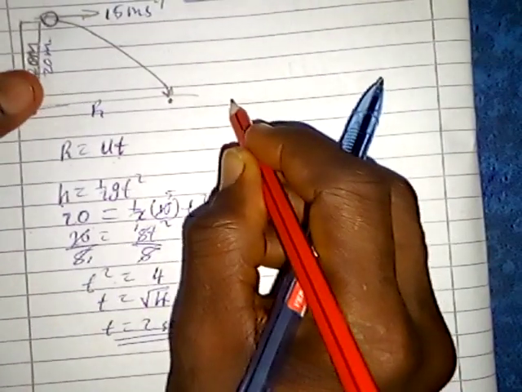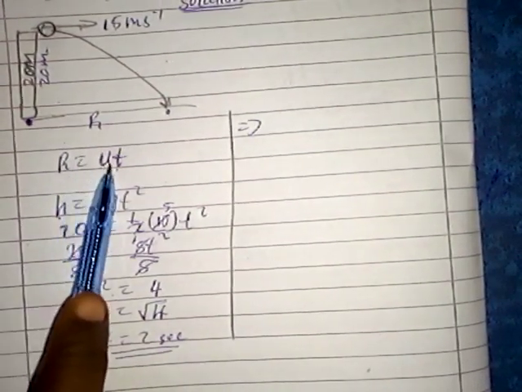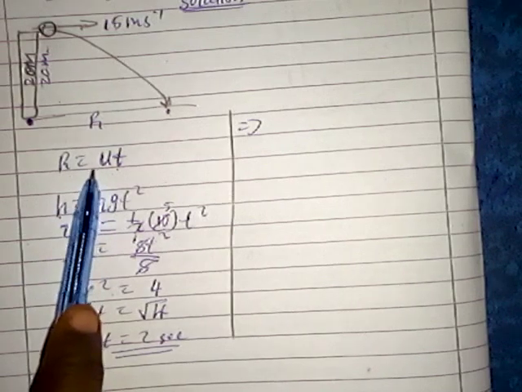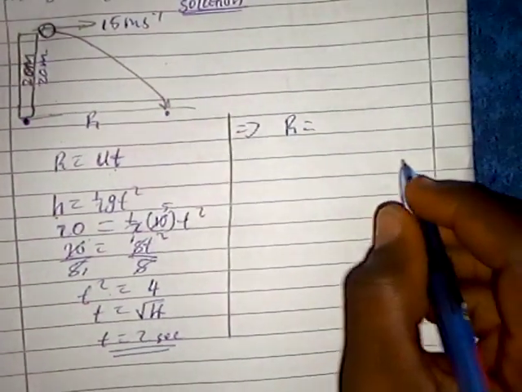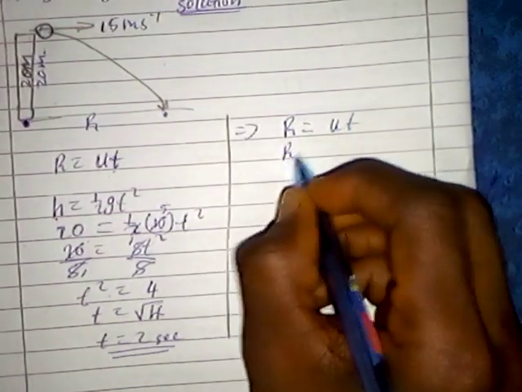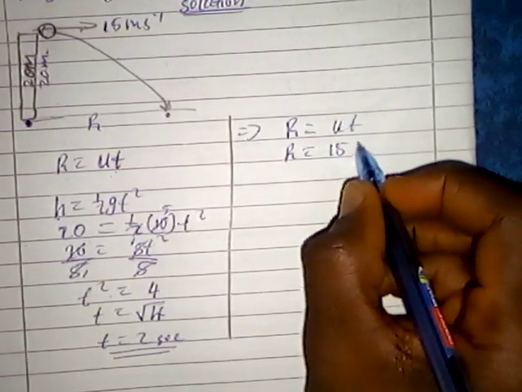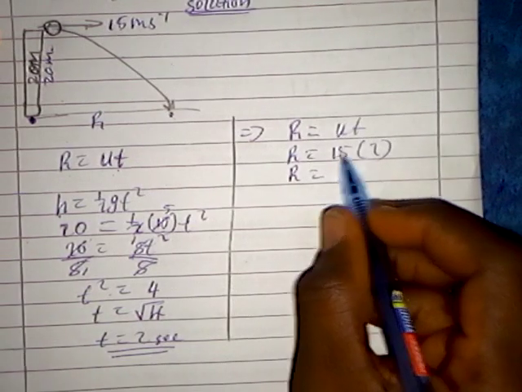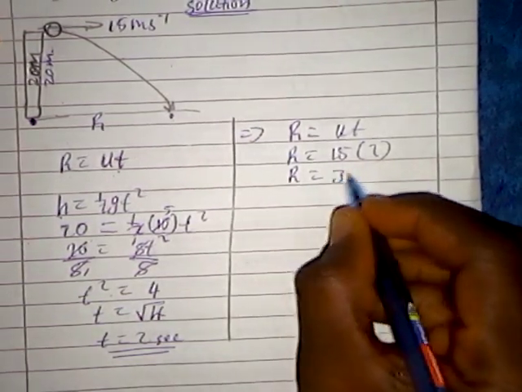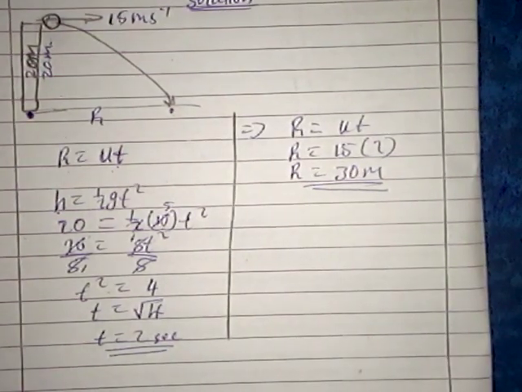Now what's next? Since we now know the time the object took, and we know the initial velocity, we will find the horizontal distance. We say horizontal distance equals ut. What is u? u is 15 meters per second. The time is 2 seconds. So r equals 15 times 2, which gives 30 meters. That is the horizontal distance.